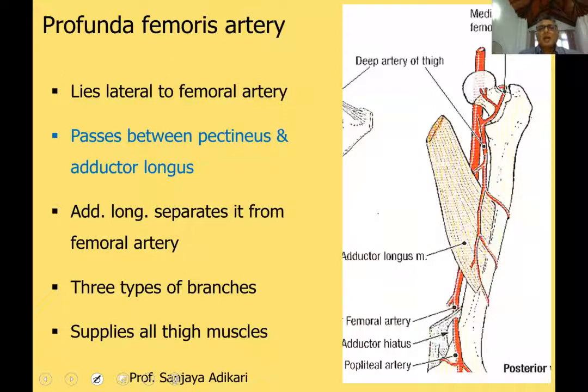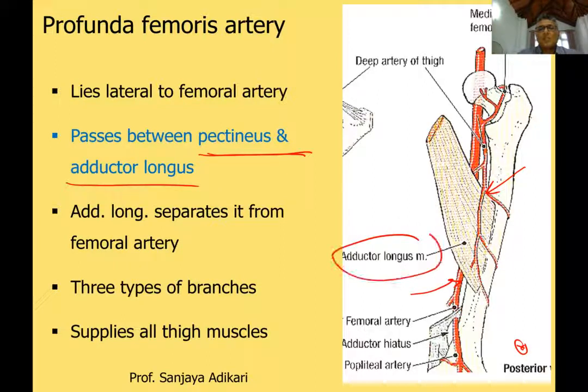So this deep femoral artery or profunda femoris artery, once it is given off from the femoral artery, passes between the pectineus and the adductor longus muscles. And it lies behind the adductor longus muscle here. This is the posterior view. It lies behind the adductor longus muscle, and the superficial femoral artery lies in front of the adductor longus muscle. So the muscle is sandwiched between the two vessels, deep and superficial femoral arteries.